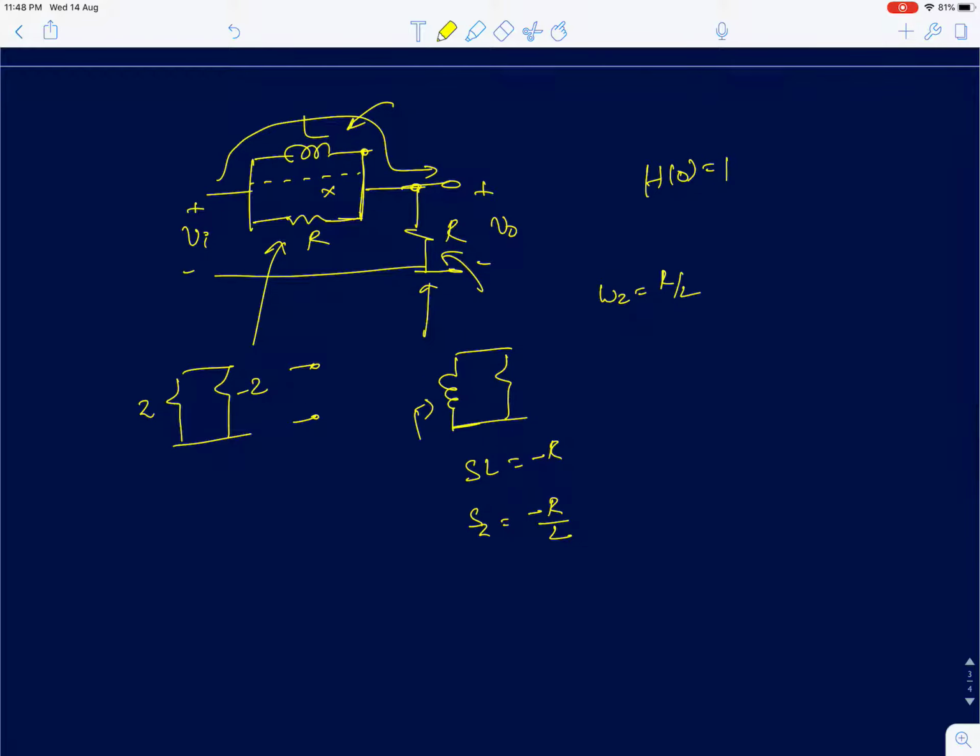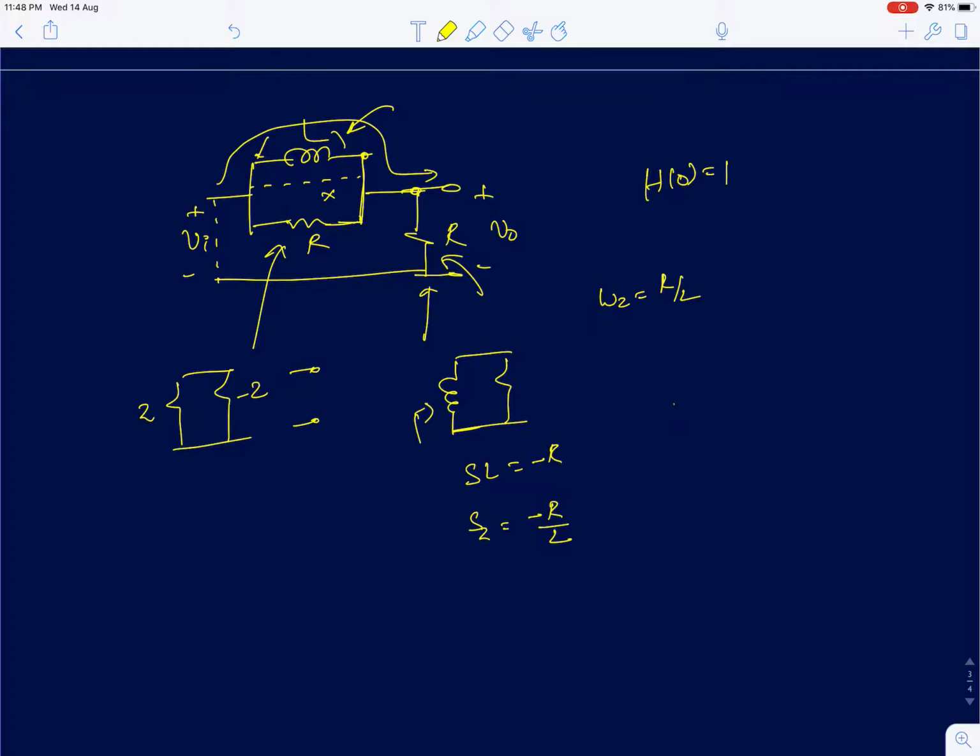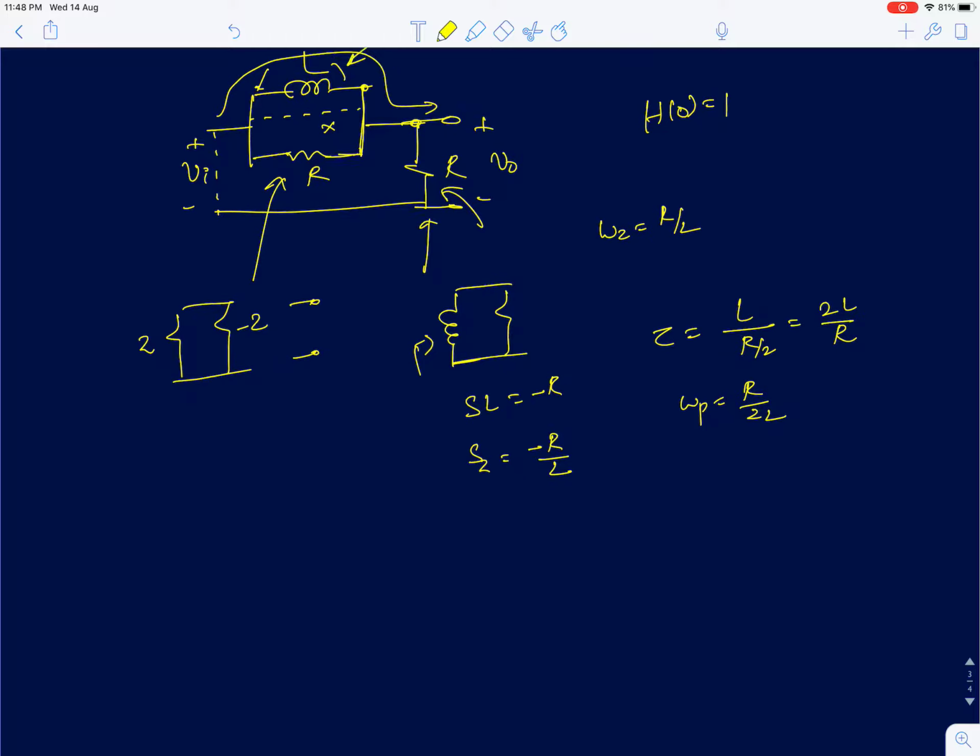Okay. Next you have to find the pole. To find the pole, as I said, always short circuit the input and then find the net resistance seen by the inductance. From that you can compute the pole. First we can write the time constant. That will be L by R equivalent. In this case R equivalent will be R by 2. So the time constant will be 2L by R, and the pole will be R by 2L.